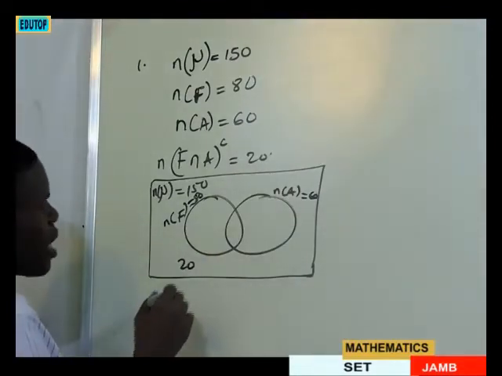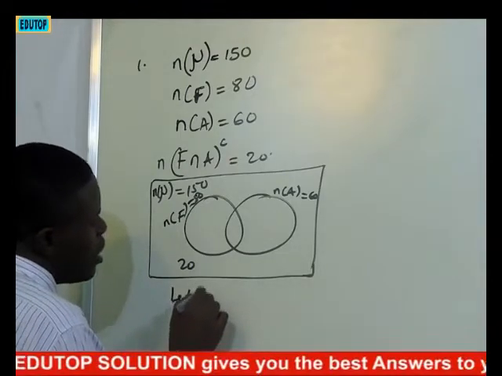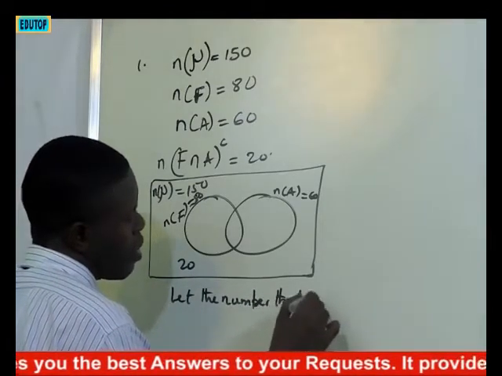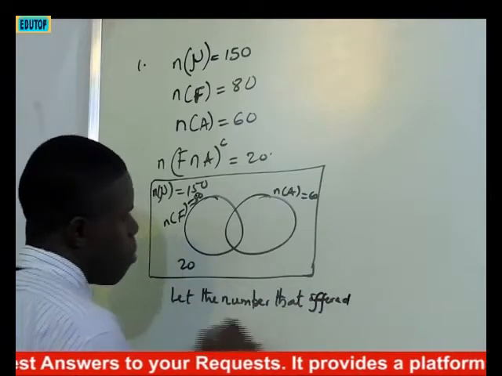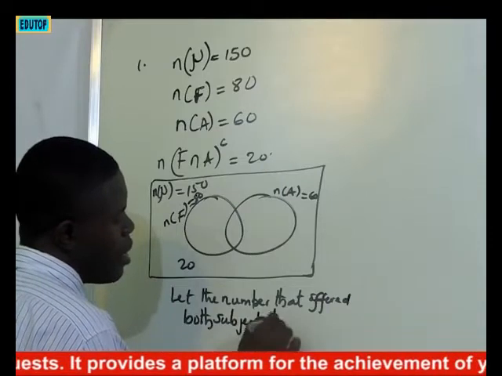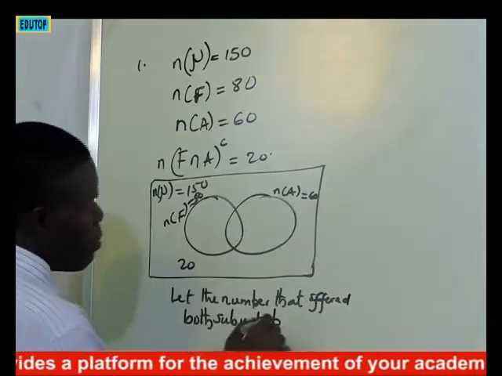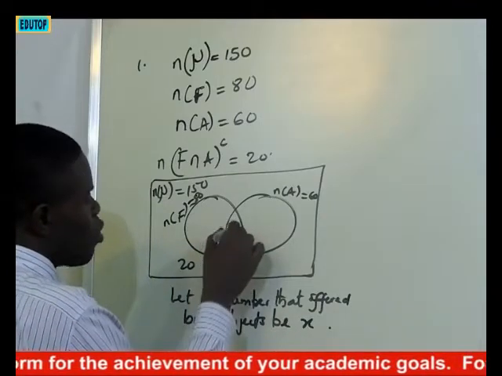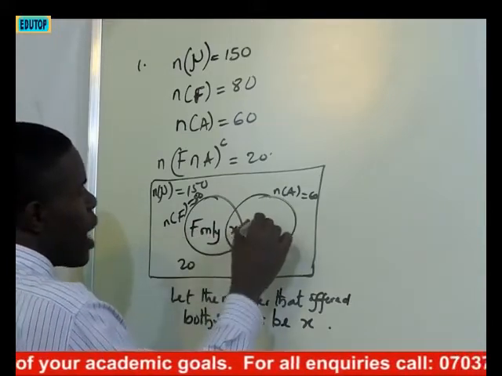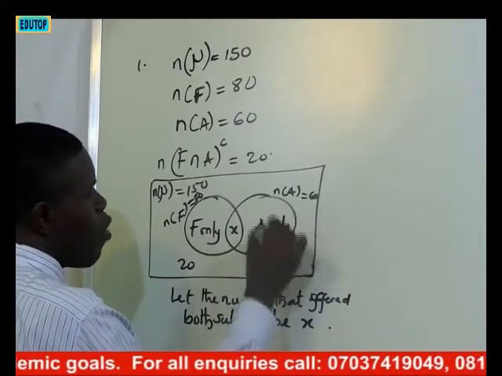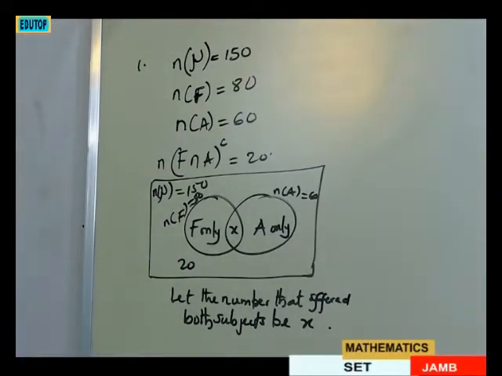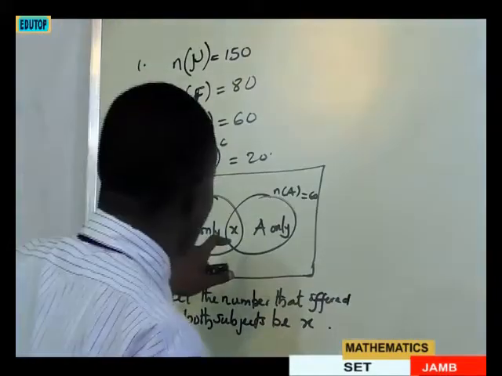The first assumption we make here is to let the number that offered both subjects be X. So that means X will be here. Then this will be F only, that is French only, while this portion will be A only, Arabic only. So the questioner asks us how many students offer both subjects. That means this place, X.